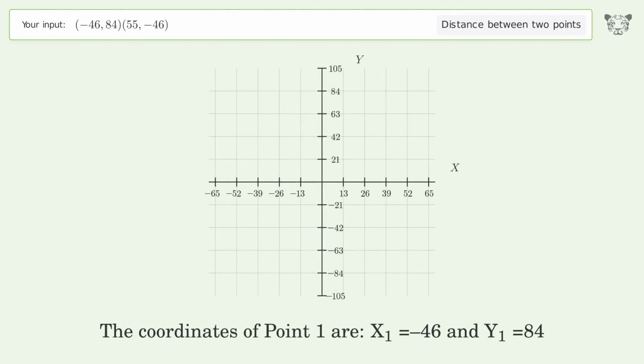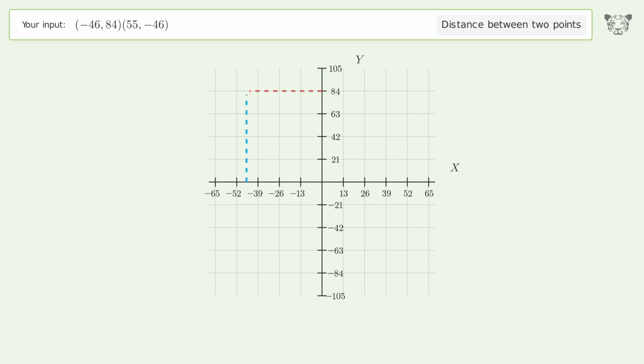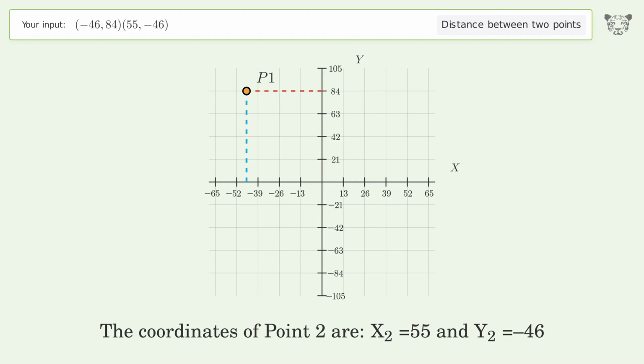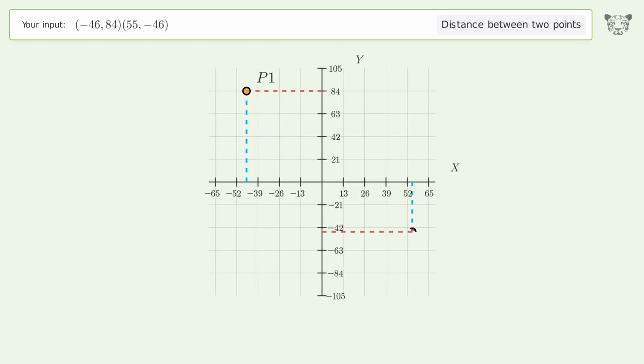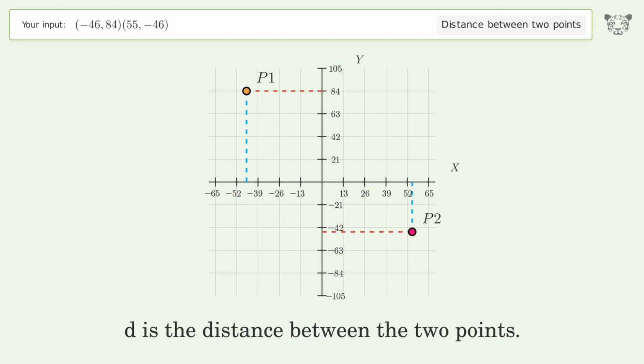The coordinates of point 1 are, x1 equals -46 and y1 equals 84. The coordinates of point 2 are, x2 equals 55 and y2 equals -46. D is the distance between the 2 points.